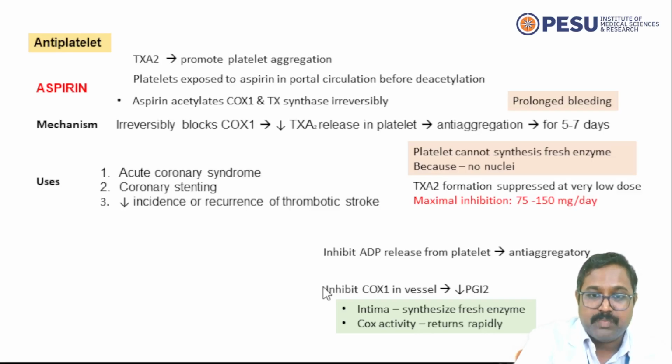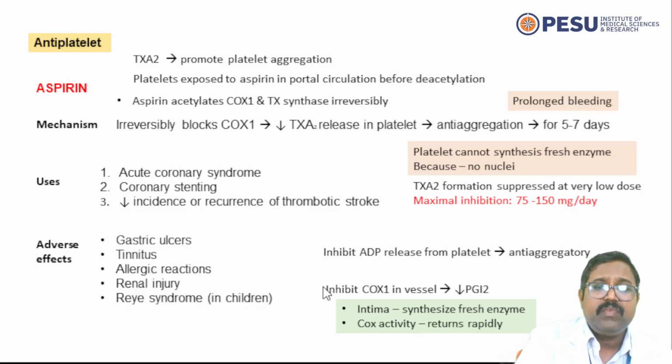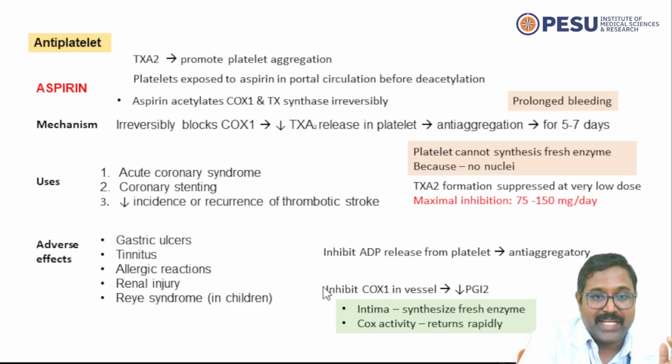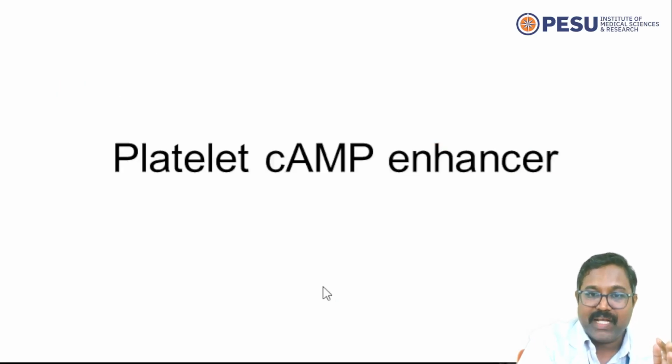So what are the uses of aspirin? Aspirin can be used in acute coronary syndrome, during coronary stenting procedures, and also to decrease the incidence or recurrence of thrombotic strokes. What are the adverse effects expected out of aspirin? Since it belongs to the non-steroidal anti-inflammatory agents, it can cause gastric ulcer, tinnitus, allergic reaction, renal injury, as well as Reye's syndrome, especially if it is given to a child who has a fever. So aspirin should be contraindicated or avoided in children less than 12 years of age.